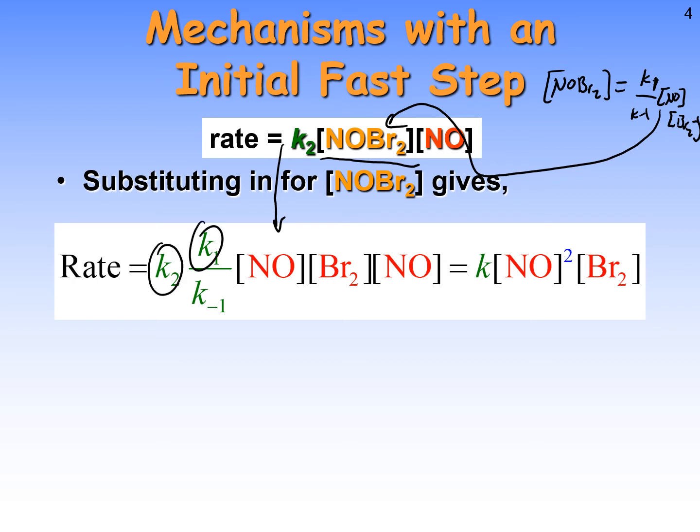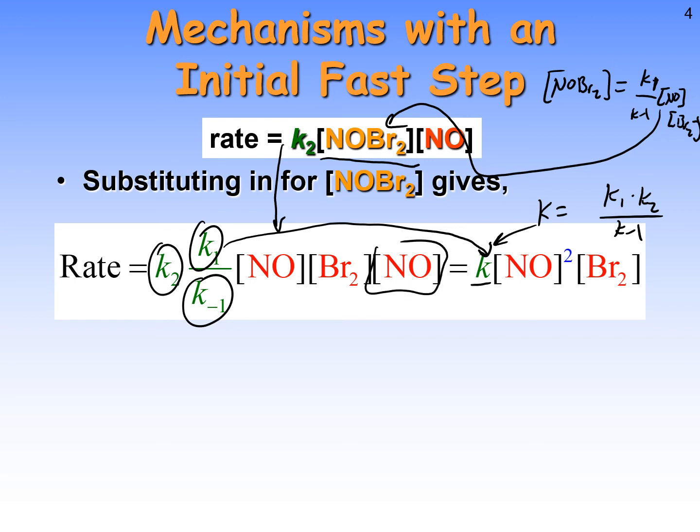Now, k2 times k1 over k-1, that's a rate constant times a rate constant divided by a rate constant. In other words, a constant times a constant divided by a constant really just gives us another constant. So we can just write k here instead of all that. Technically, you should define k as k1 times k2 over k-1, so that when you plug it in to here, you're not changing any of the mathematics. But it works out. At this point, we have this NO times this NO. That simplifies to NO squared. And we get this overall rate law.